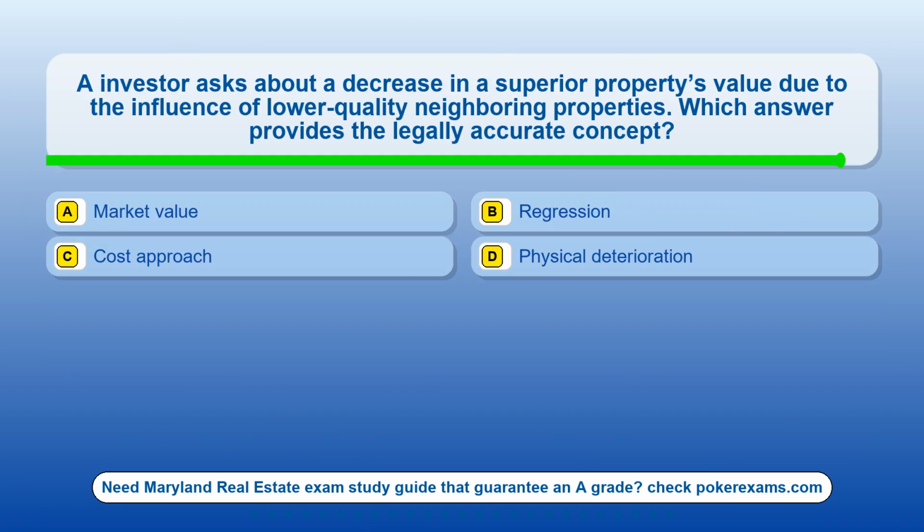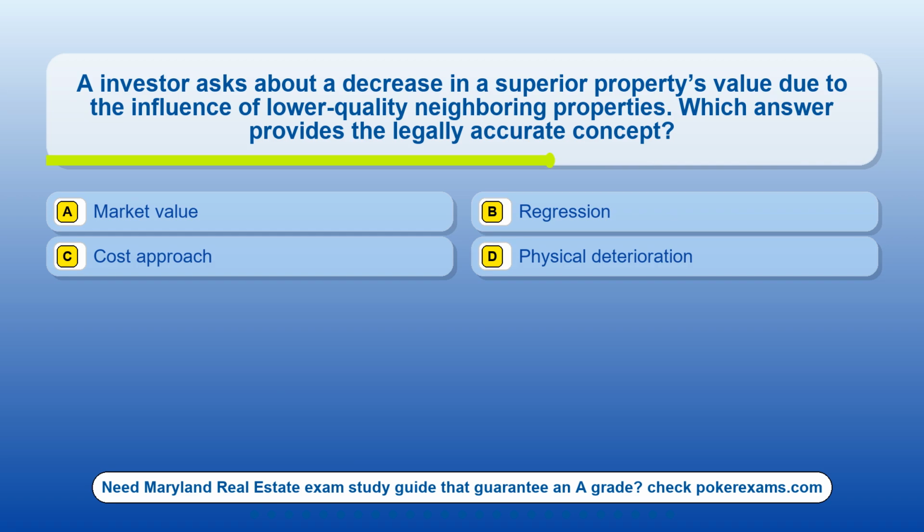Question 18. An investor asks about a decrease in a superior property's value due to the influence of lower-quality neighboring properties. Which answer provides the legally accurate concept? Option A, market value. Option B, regression. Option C, cost approach. Option D, physical deterioration.